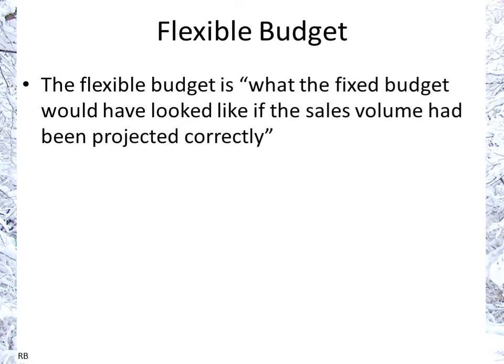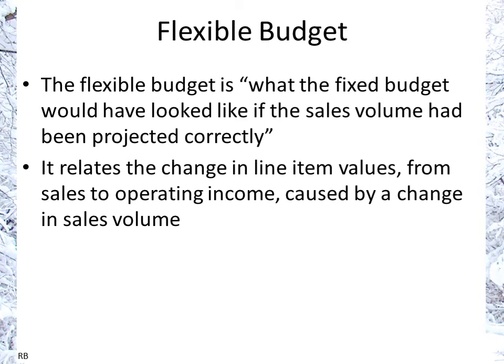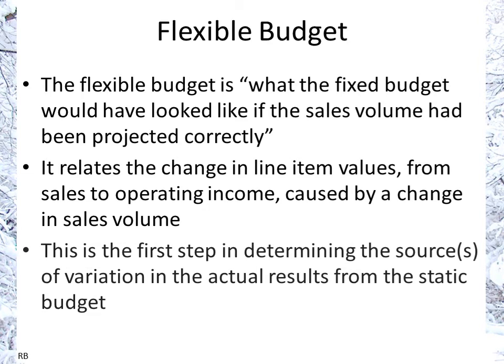A flexible budget is like asking what would the static or fixed budget have looked like if the sales volume had been projected correctly, or equivalent to the actual amount. It relates to change in each of the line item values from sales all the way to operating income caused by a change in the sales volume. That's the first step in determining the sources of variation in the actual results as compared to the static budget.